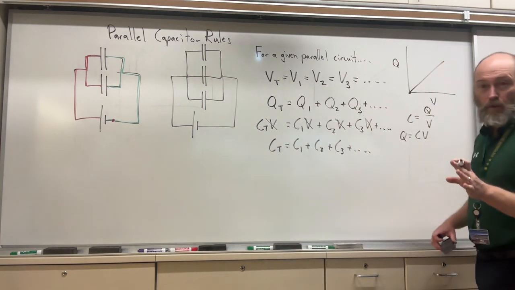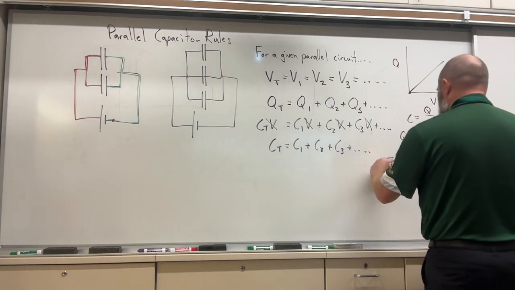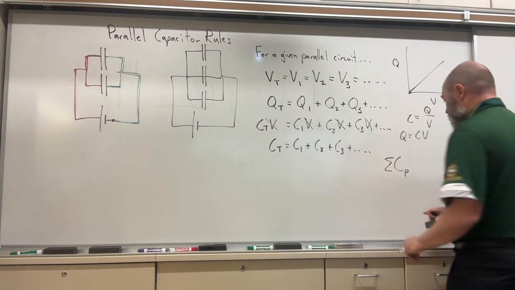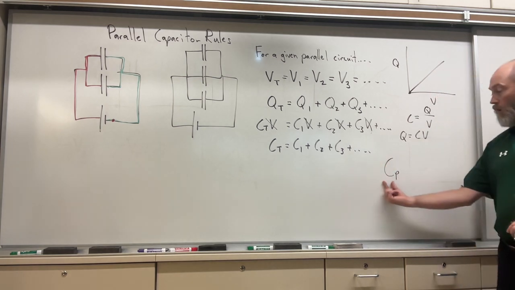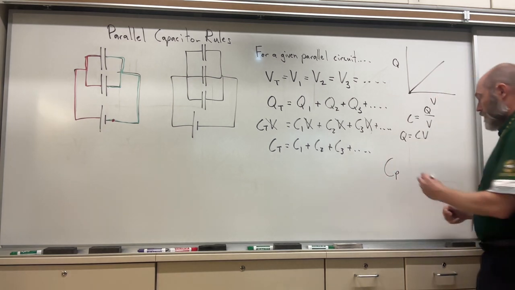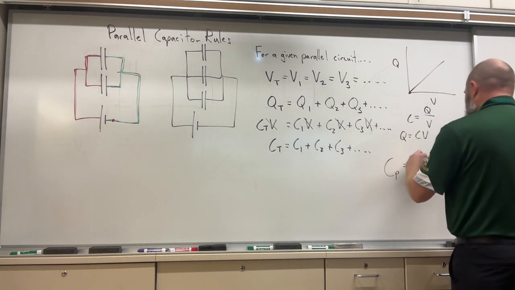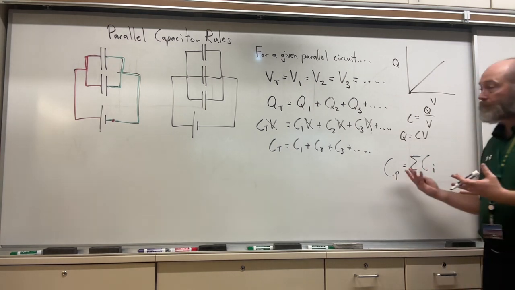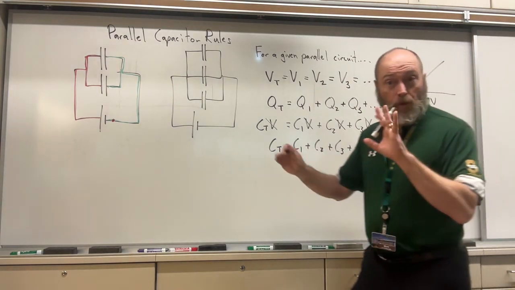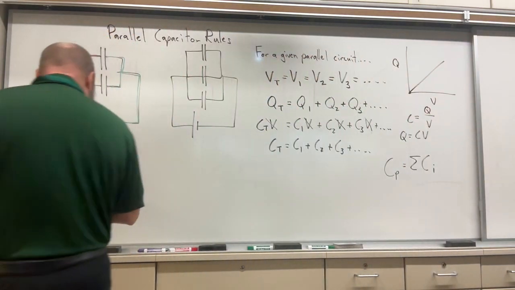If you look on your equation sheet from the College Board, you will see where it says Cp, the total capacitance in a parallel circuit, is equal to the sum of the individual capacitors. Okay? There you have it.